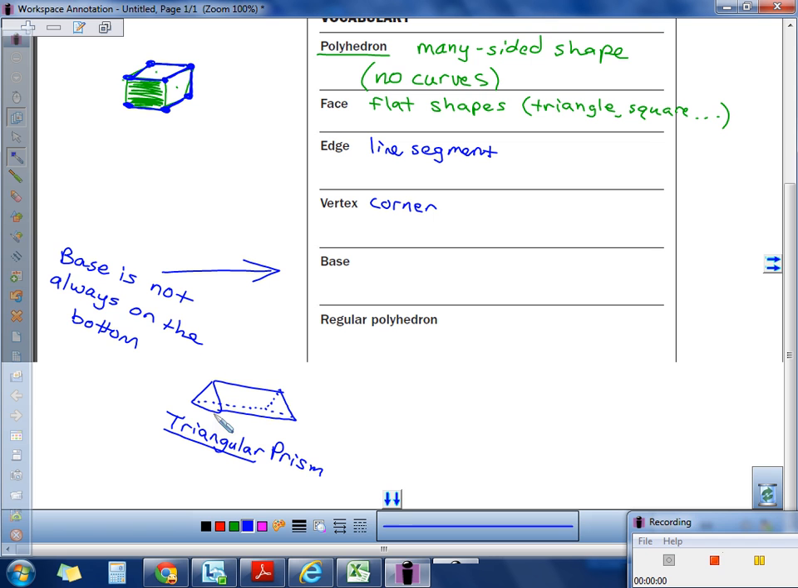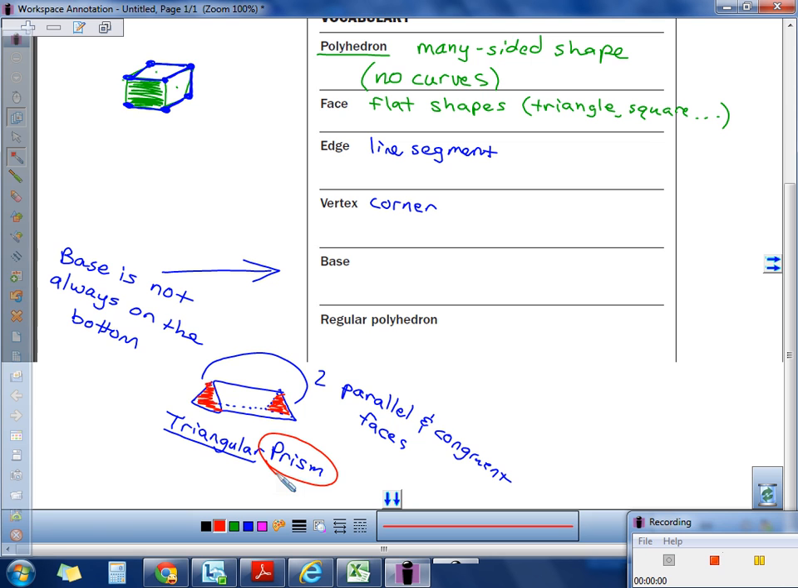So the key thing I want you to write about a base, the bases are always the two parallel and congruent faces. They're parallel and congruent. So if you look on either end of this shape, we have a triangle and another triangle. These triangles are parallel and congruent. That's why it's called a triangular prism. So bases are a really important topic when we're talking about prisms.